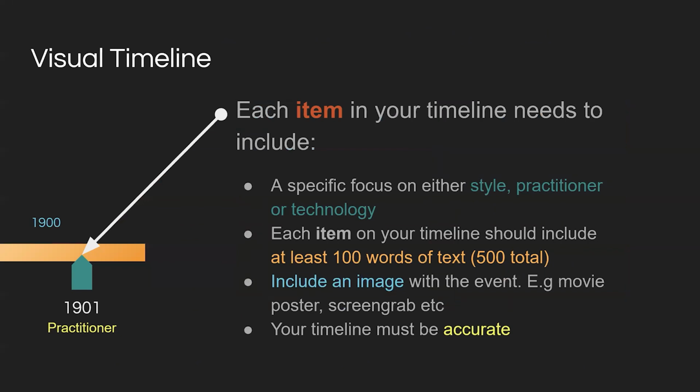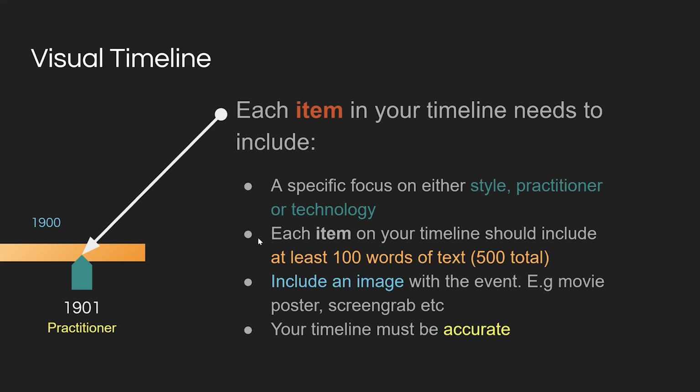All right. So just to kind of summarize what each item of your timeline must include. Again, we're going back to Finn's timeline here and just taking a microscope to this item. Each item in your timeline needs to include a specific focus on either style, practitioner, or technology. In this example here, it's going to be a discussion about a practitioner. Each item on your timeline should include at least 100 words of text.